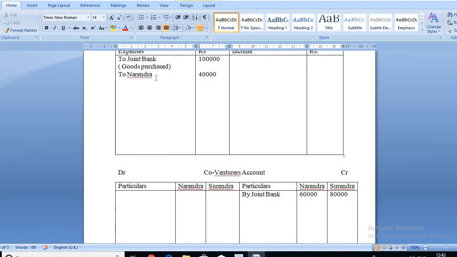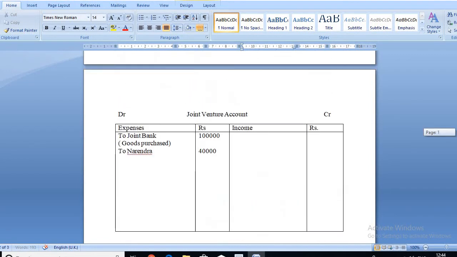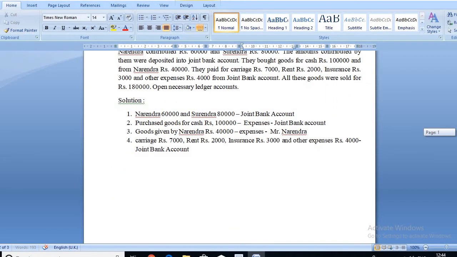So here Narendra is debited. What you have to do? Credit entry. So come to Narendra account. In Narendra account, you have to do credit entry. How much? 40,000. And what name we should give here? By joint venture, because here Narendra account is debited in joint venture account. That's why here we should give joint venture account. So the third transaction is also over.